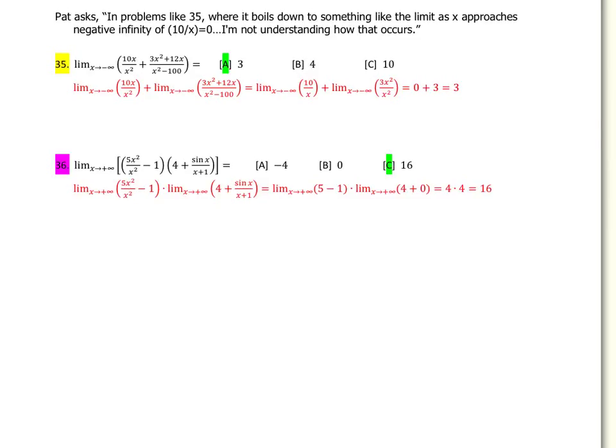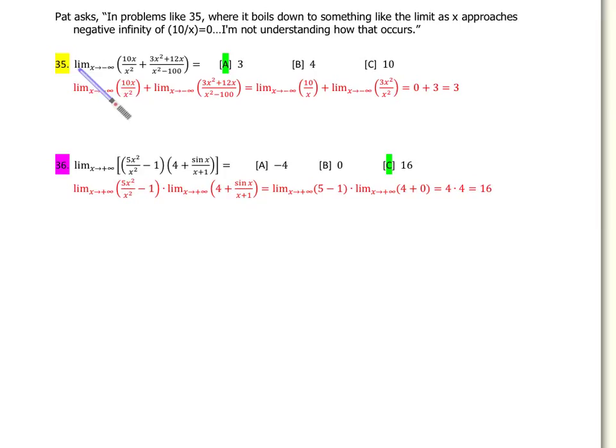Okay, the second question that's come in also relates to homework number 3, in problems like 35, when it boils down to something like the limit as x approaches negative infinity of 10 over x. I don't understand how that becomes 0, which is a pretty specific question. But since I have you here, I'll try to talk through the whole problem, and then maybe also 36, which is a comparable problem. So here we go again.